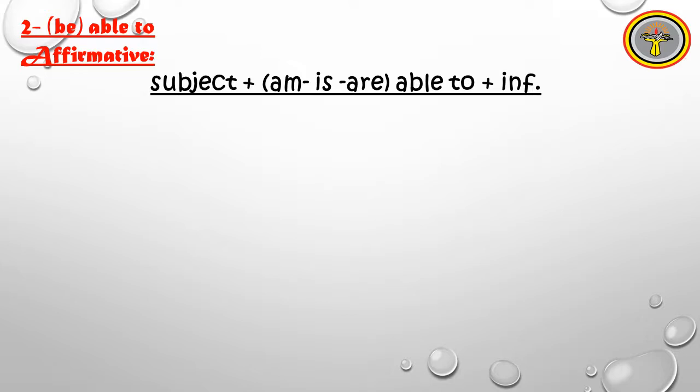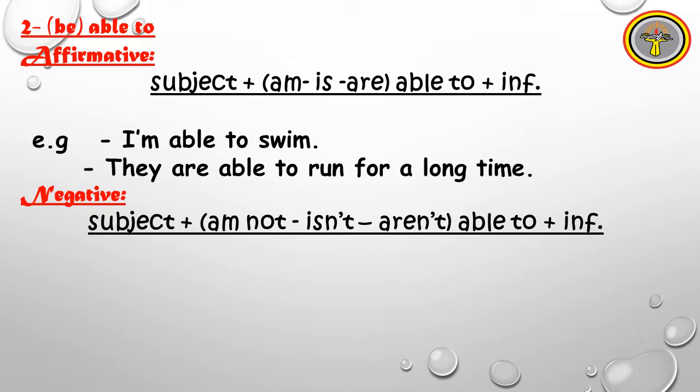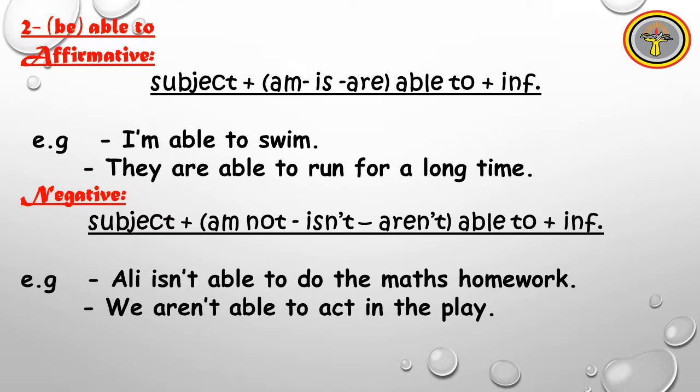And we can also use be able to. The affirmative form, we can use subject plus am is are plus able to plus infinitive. For example, I'm able to swim. They are able to run for a long time. That means I can swim and they can run for a long time. What about the negative form? We can use subject am not, isn't, aren't able to plus infinitive means can't. For example, Ali isn't able to do the math homework means Ali can't do the math homework. We aren't able to act in the play means we can't act in the play.